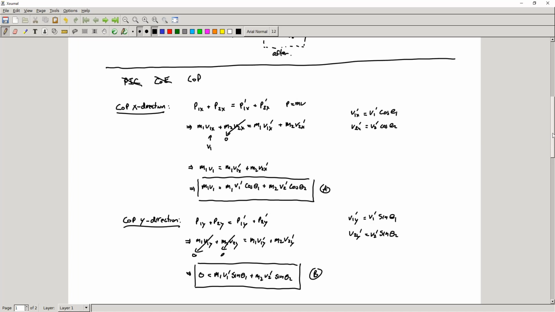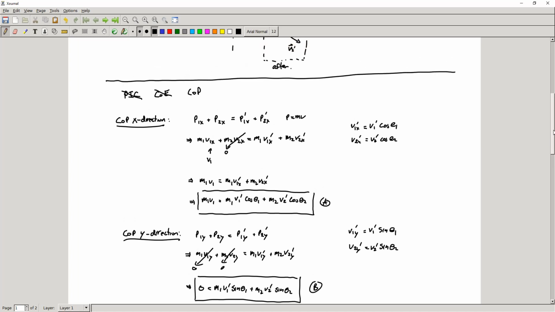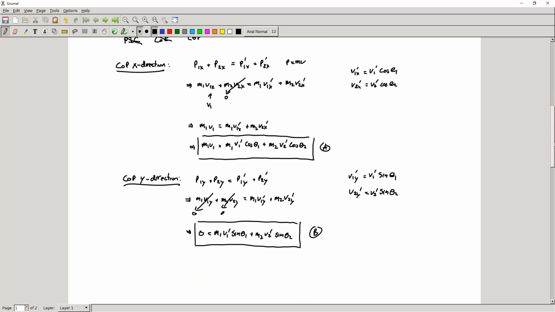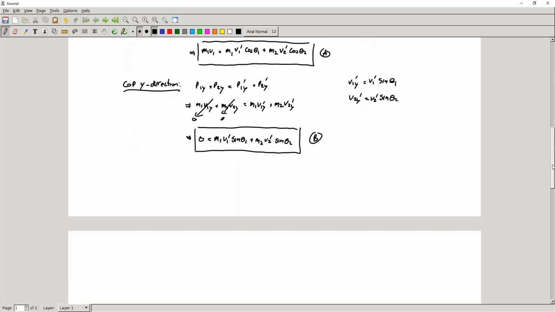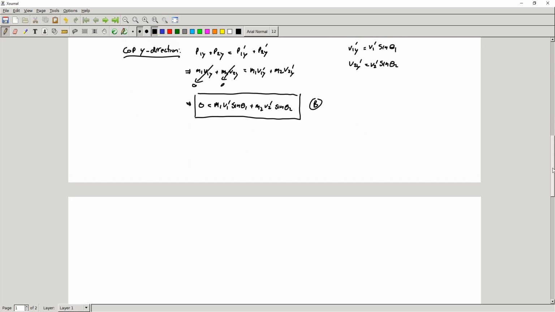The only two unknowns are theta 2 and v2 prime, and we have two equations that involve those two unknowns. So we can solve this however we want, but the way I chose to do this is I took equation B and just manipulated it so that I had v2 prime isolated, right? So I'm going to move the term with v1 prime over to the left, and then simply divide through by m2 and sine theta 2, right?